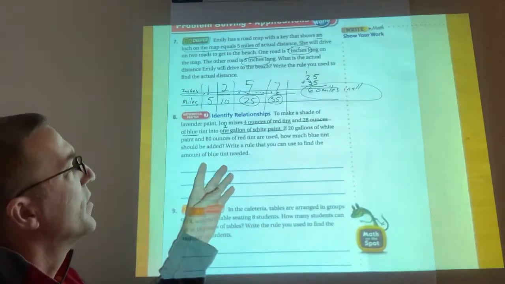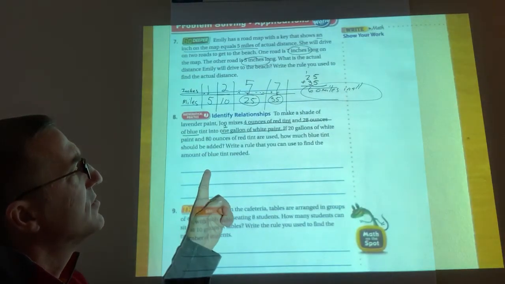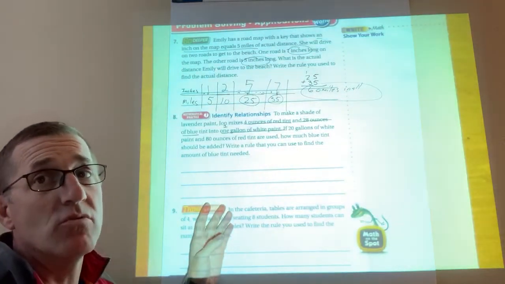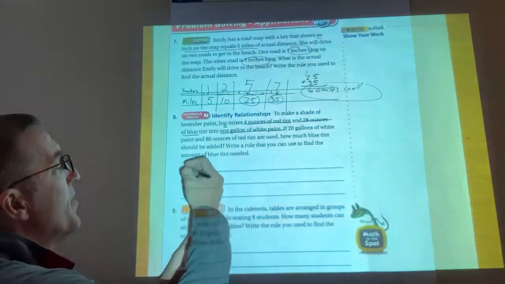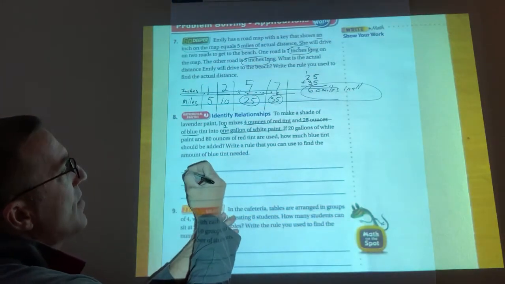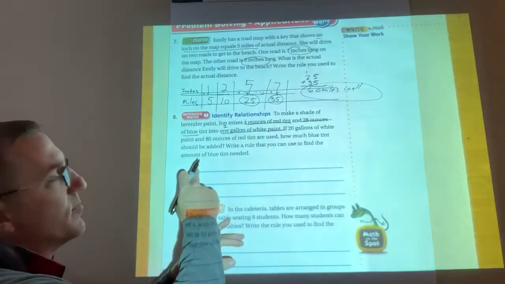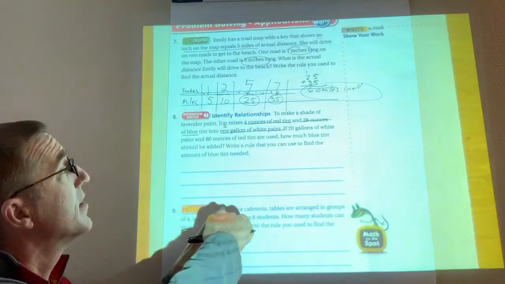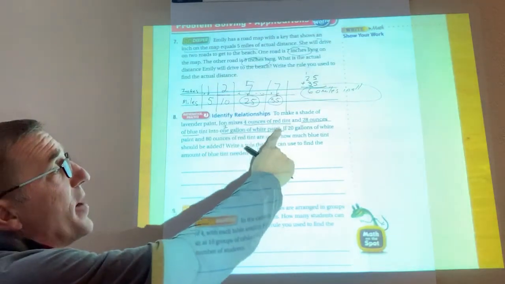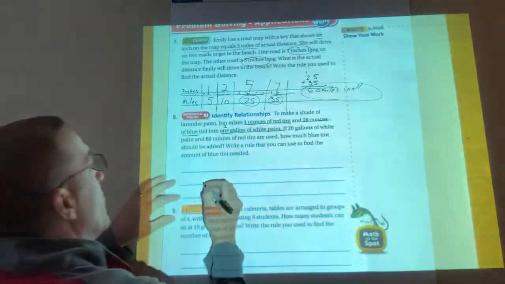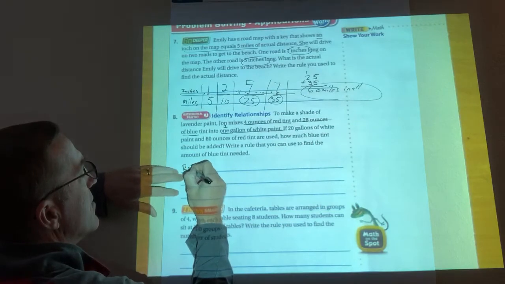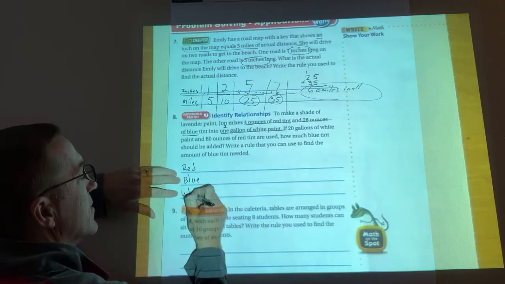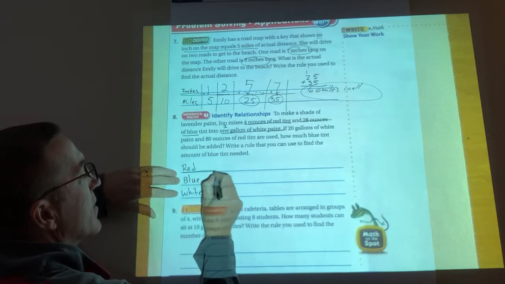All right. If 20 gallons of white paint and 80 ounces of red tint are used, how much blue tint should be added? And then we're gonna write a rule. You can write 2 rules really if you wanted to. But what I'm gonna do, usually I would go smallest numbers on top and then to the bigger numbers, but we're gonna look at the relationship to the blue from red's perspective and white's perspective. So I'm gonna put on top red, blue, and then white. Okay.